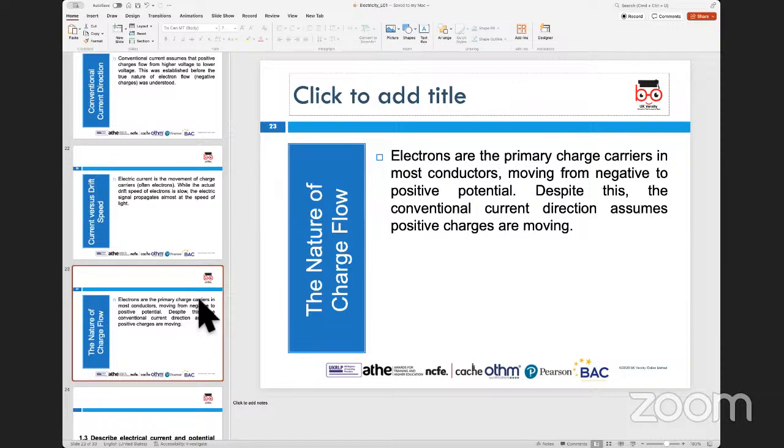And the nature of charge flow. Electrons are the primary carriers of electric current and charge, and they conduct electricity from the negative to the positive side. What we learn when we talk about electricity laws is that we'll be looking at, for example, the German physicist Ohm's law, and we'll also be looking at Kirchhoff's law.